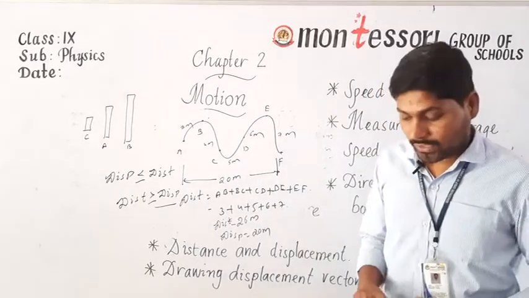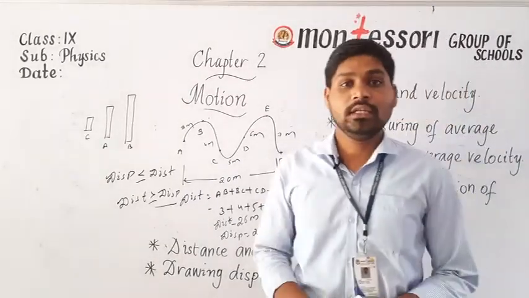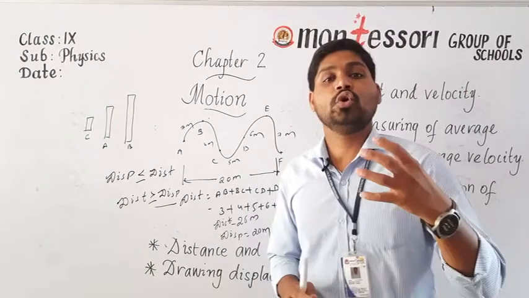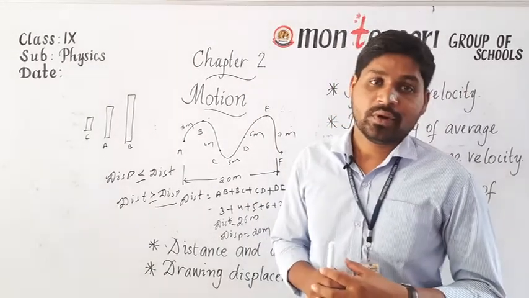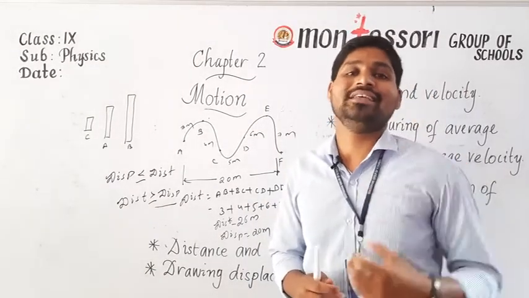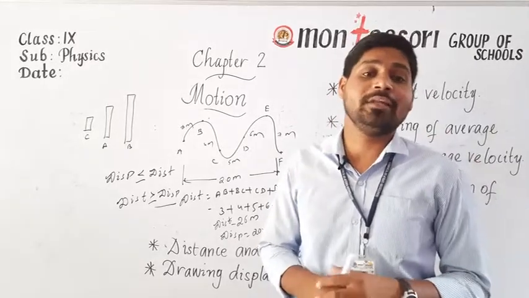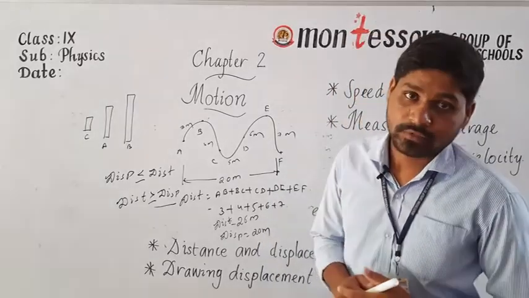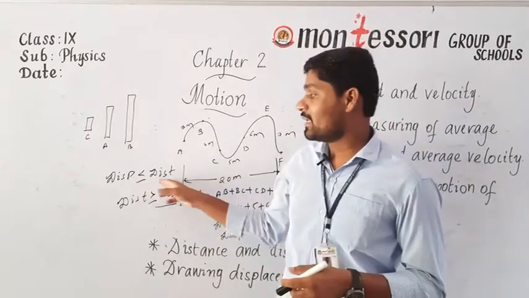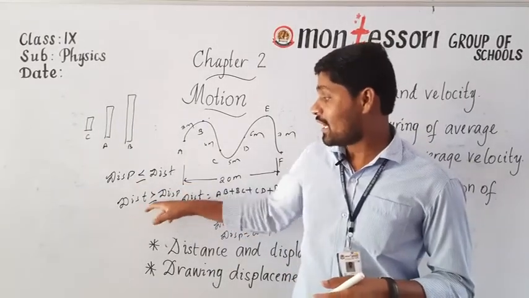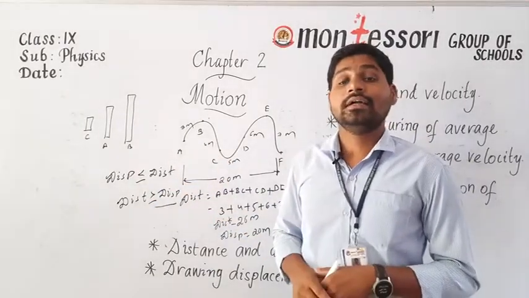Clear? So what is distance here? The total length of the path is called distance. What is displacement? The shortest distance or the shortest length between the initial and final point is called displacement. Displacement is always less than or equal to distance. Distance is always greater than or equal to displacement.